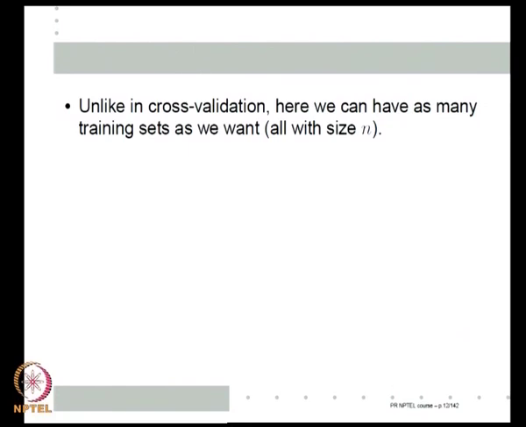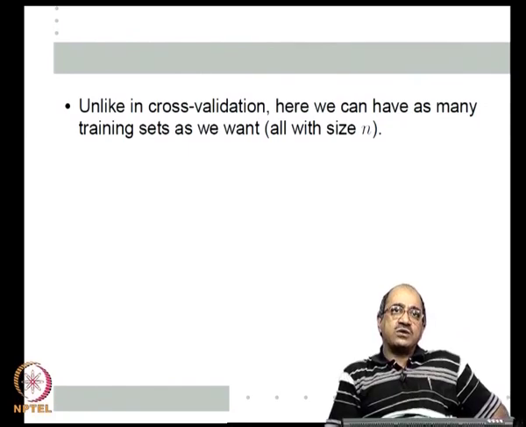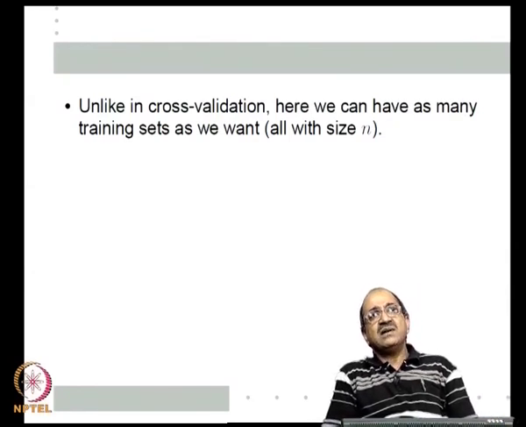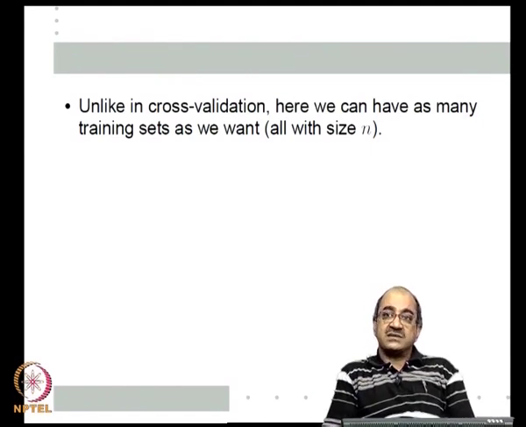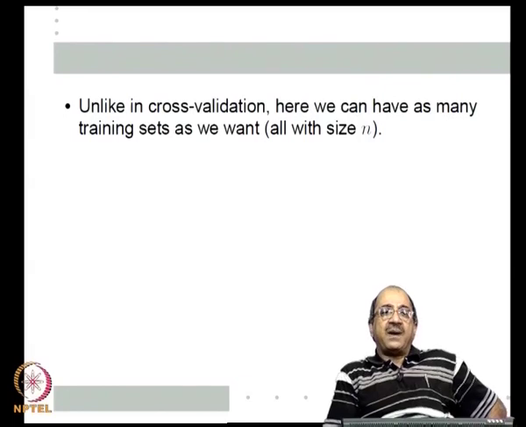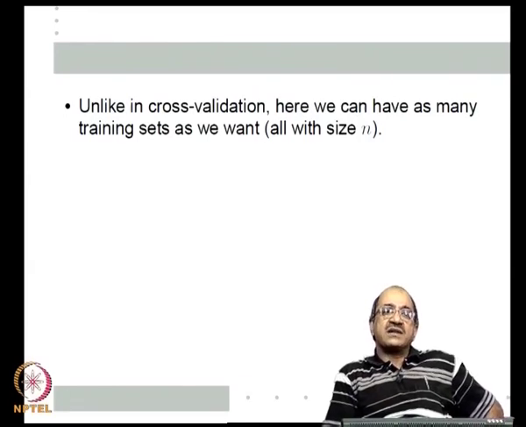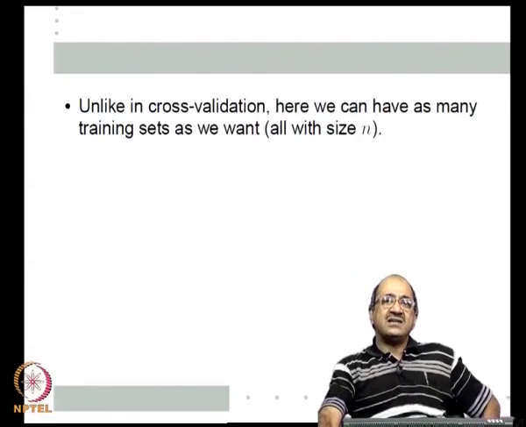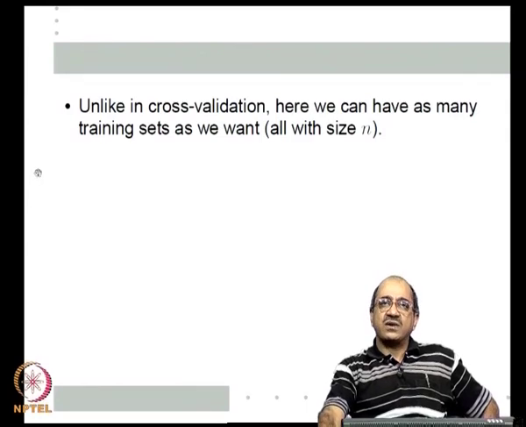So, basically what is the difference between cross validation and bootstrap? Unlike in cross validation, here we can have as many training sets as we want and all of them of the same size, because the variation comes by random sampling. In cross validation, because I am actually partitioning data, at most I can partition into n parts, the leave one out cross validation. Beyond that I can't partition it. But here, because I am random sampling, I can generate as many training data sets as I want and all of them will have size n.